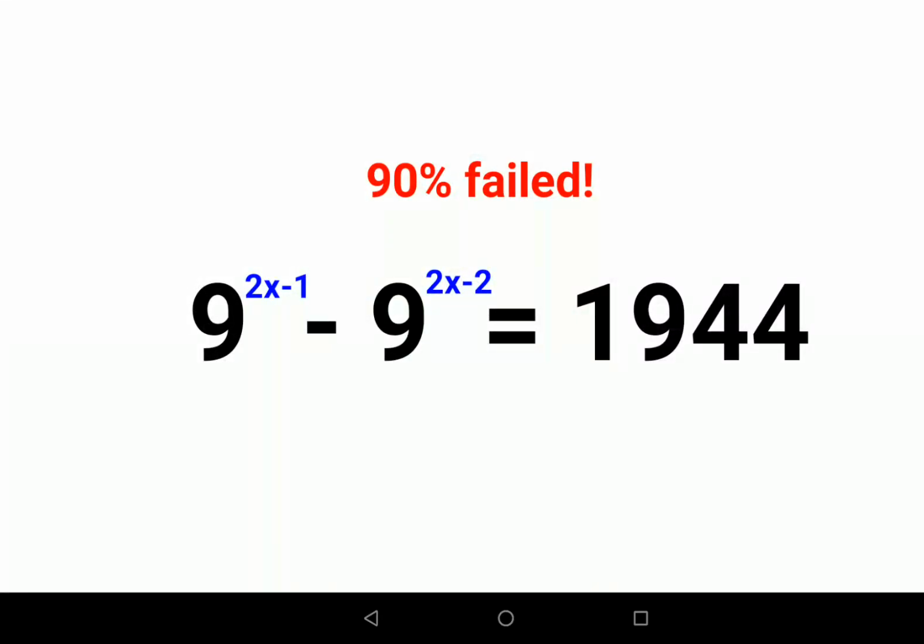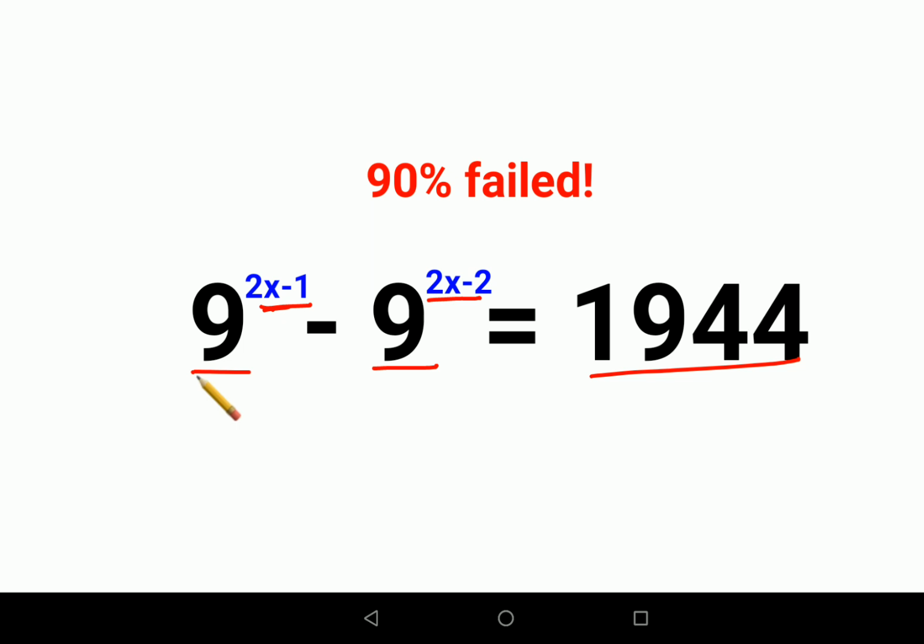Welcome everyone. Today we're going to solve a very nice indices question where we need to find the value of x. The question is 9 raised to 2x minus 1, minus 9 raised to 2x minus 2, equals 1944, and we need to find the value of x. Now this looks so tricky because people think, how do you do something like this?